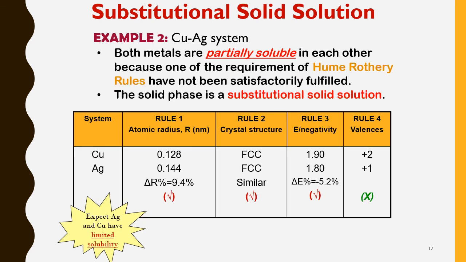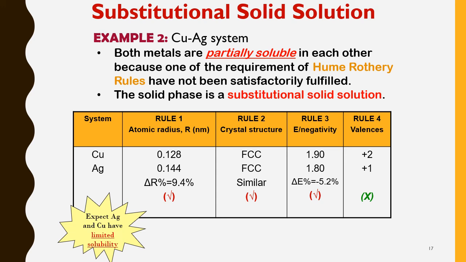Then let us take a look at another example, copper and silver. This one, they are partially soluble, or a limited solid solution. Why? Let us take a look. First, look at the atomic radius. The difference is less than 15%. Check.